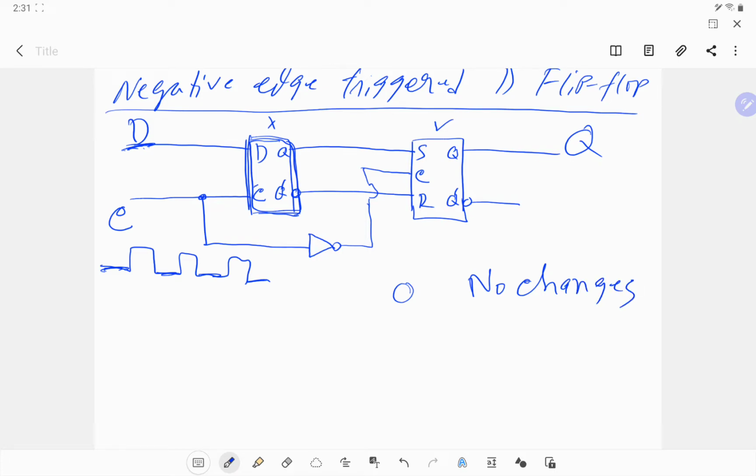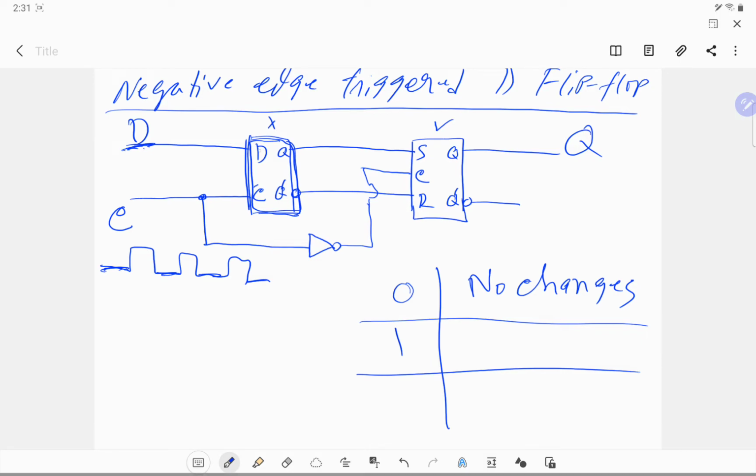So no changes occur. When the control is 1, then the first latch is triggered and becomes effective, but the control input of the second latch is 0, so that's not triggered. So D will go to the output of the first latch, but since the second latch is not triggered, this will not go to the output of the second latch. So still no changes occur.